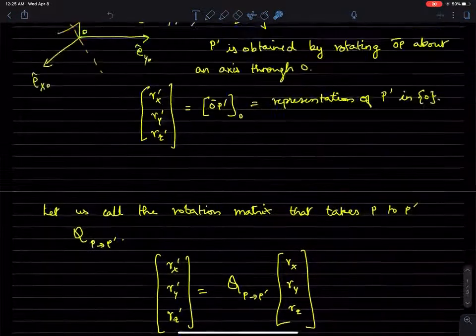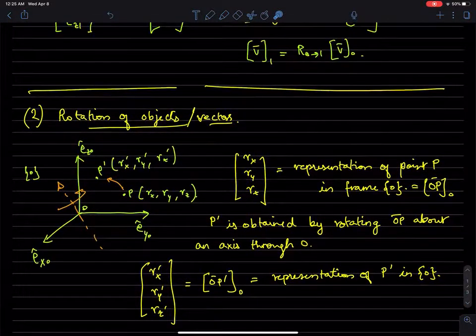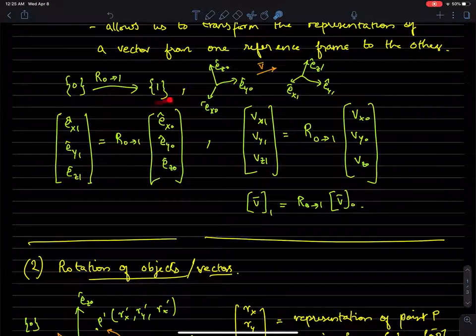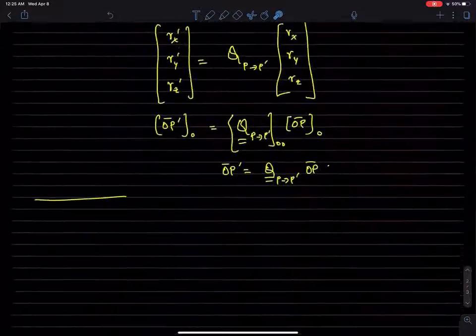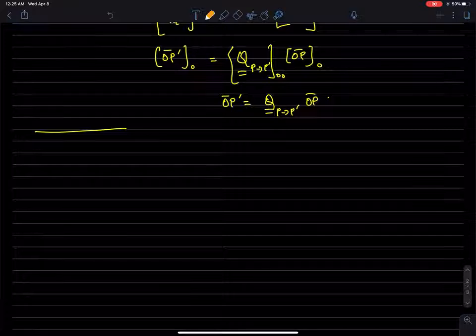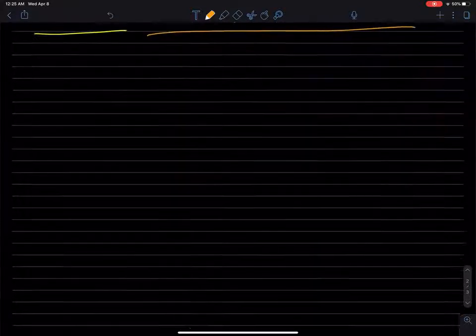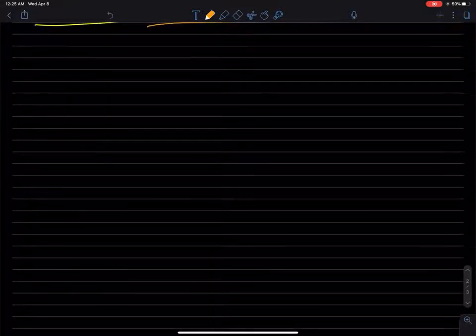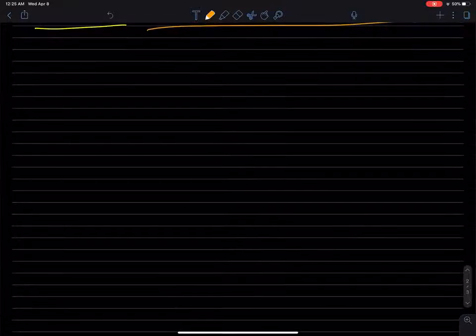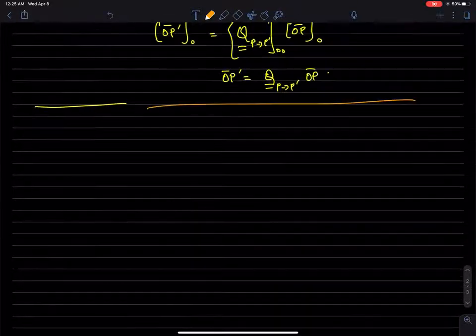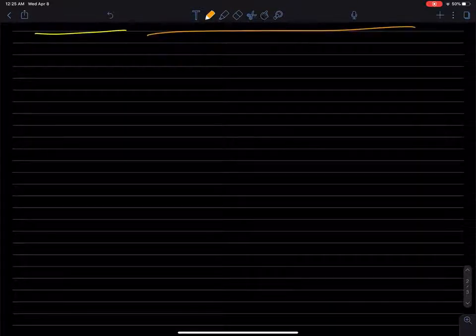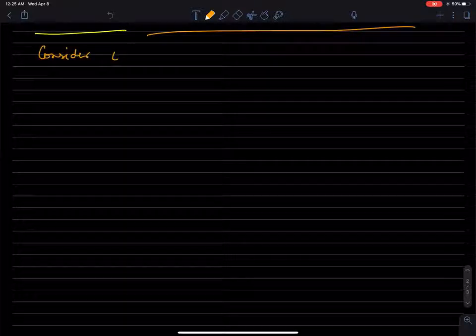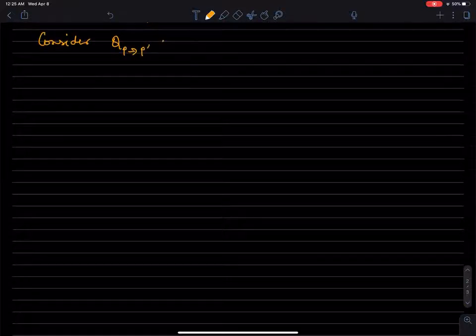Okay, can we find a relationship between rotation matrices that do this and rotation matrices that do this? And the answer is, of course, yes. Okay, so what is the relationship? So consider Q, the rotation matrix, P to P dash.